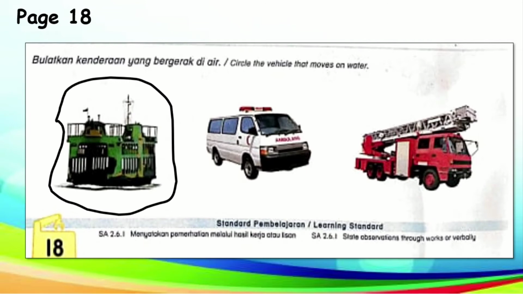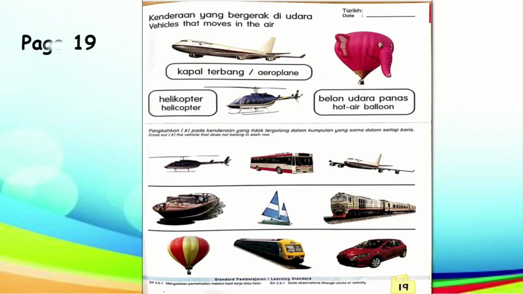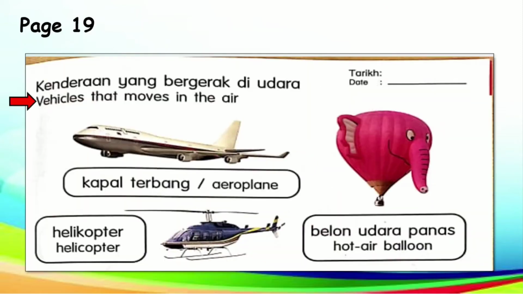Very good students. Now let's turn to page number 19. Vehicles that move in the air. So let's see. There are three pictures there. Let's see the vehicles that move in the air. Aeroplane. Helicopter. And the last one, hot air balloon. Very good.